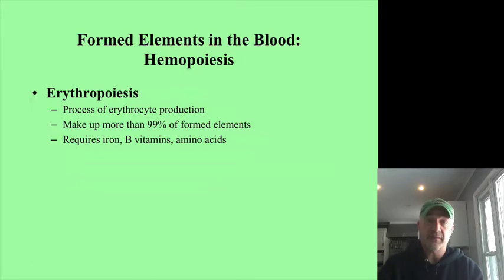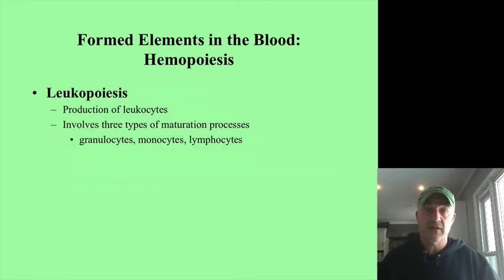If we talk specifically about red blood cell production, that is erythropoiesis. And again, these are the vast majority of the formed elements. Over 99% of the cells are erythrocytes. We're going to see that it does require certain things like iron, certain vitamins, and amino acids for these to be produced. But they are honestly what's being made more often than anything else.